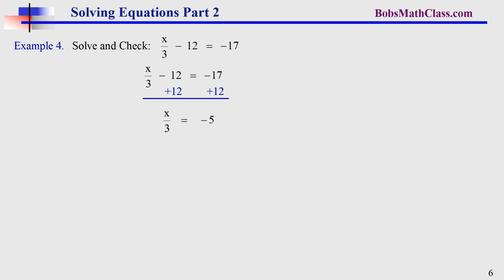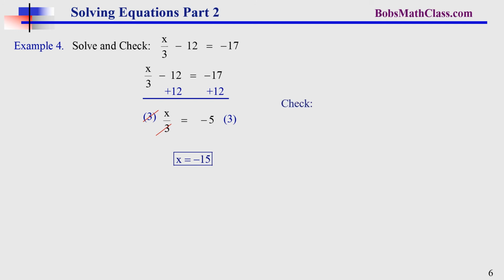Okay, now we want to get rid of the 3. X is being divided by 3. So to get rid of it, we're going to do the opposite. We're going to multiply by 3. So multiply by 3 on both sides. On the left-hand side, the 3's cancel. And on the right-hand side, we simply need to multiply 5 times 3, which is 15, but it's a negative 5, and negative times a positive is a negative. So canceling the 3's on the left-hand side, that leaves us with x. And on the right-hand side, we got negative 15.